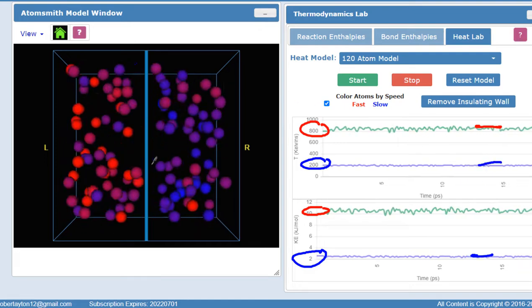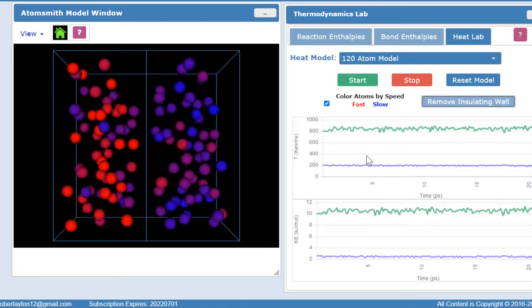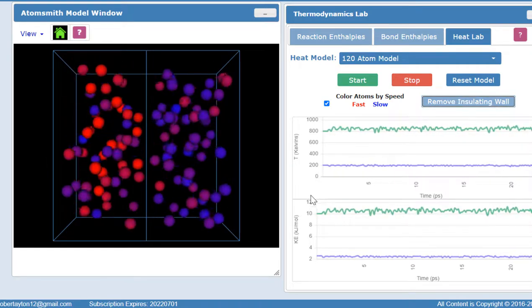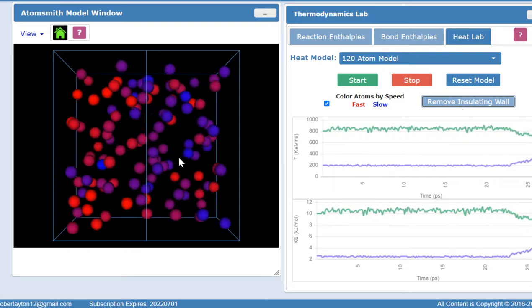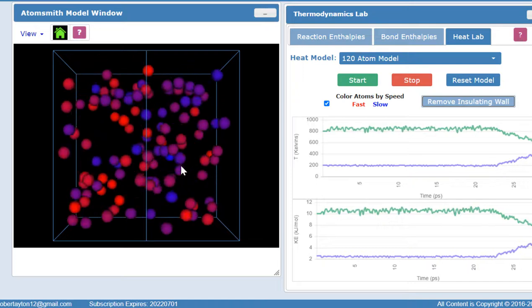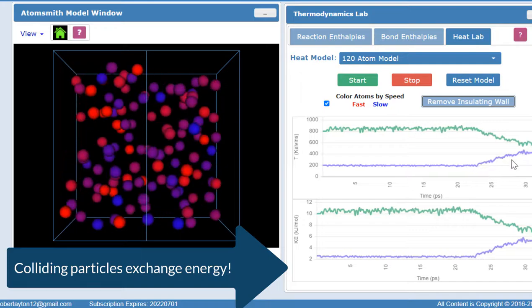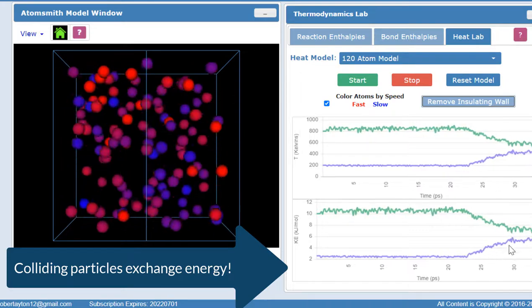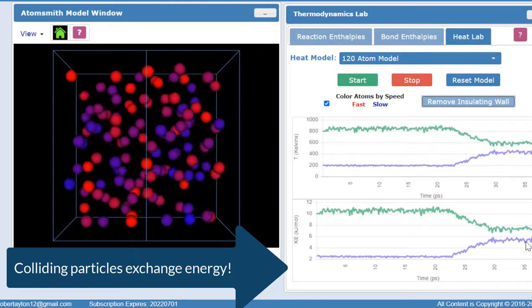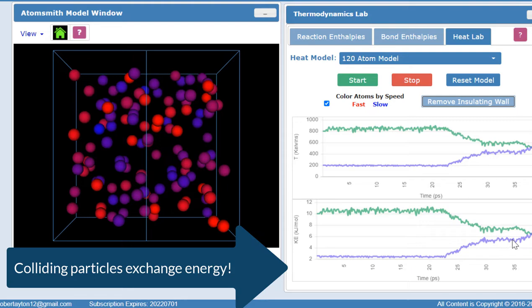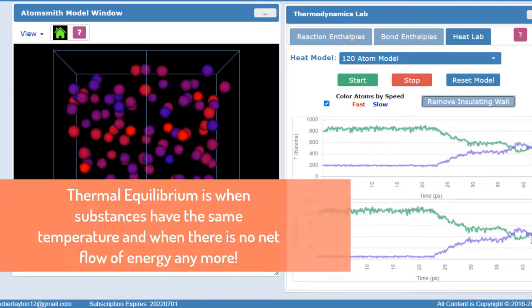You can see we have these separated, but we're going to take away this insulating wall. When we remove it, you'll see that as these particles collide, they're exchanging energy. You can see the temperature in Kelvin going down for one and up for the other. The kinetic energy is going down and going up, and the average kinetic energy is exchanging perfectly. As one loses energy, the other particles gain energy in the collision, and they come to thermal equilibrium.